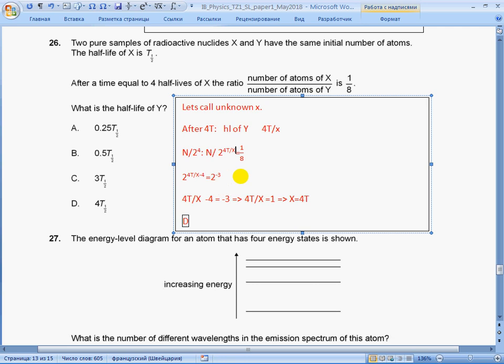So we can equate exponents, or we can take a logarithm with base 2, and we get this expression. Let's make again this small x, and small x appears to be equal to 4T. So it is answer D, 4 times greater period.